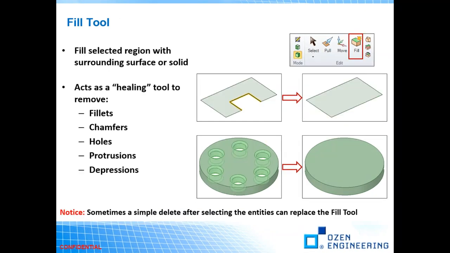Another strong tool here is the fill. With fill, you can get rid of a lot of features or unneeded gaps you might have. You can see here, if you select this line, then fill, it completes the rectangle. If you have any holes, if you have any chamfers, fillets, etc., with fill, you can get rid of all of that. Another thing you can do as well is if you click on delete, it will give you the same effect as fill in some situations. So either click on fill or use delete, and you can get rid of this feature.